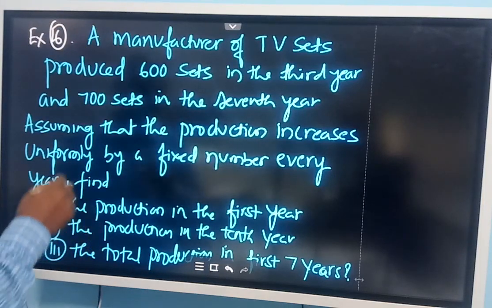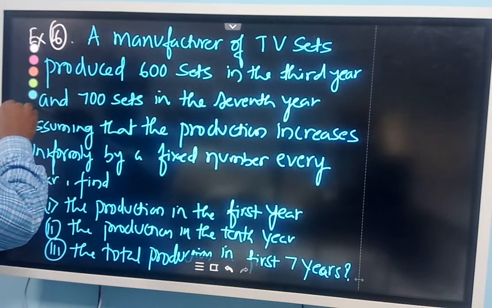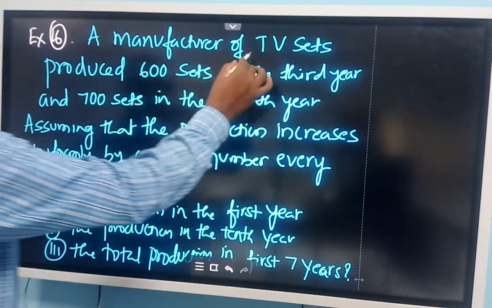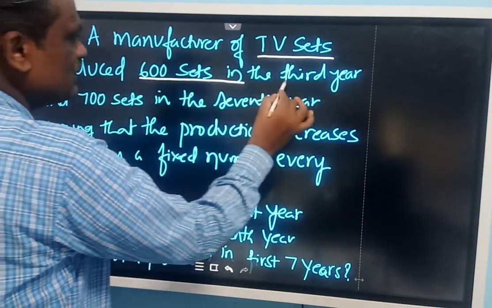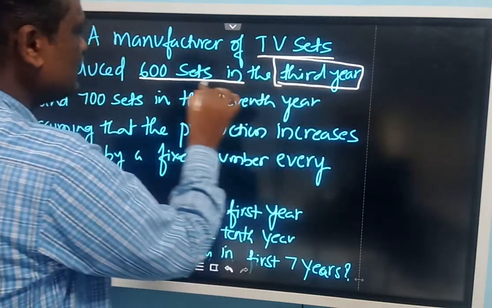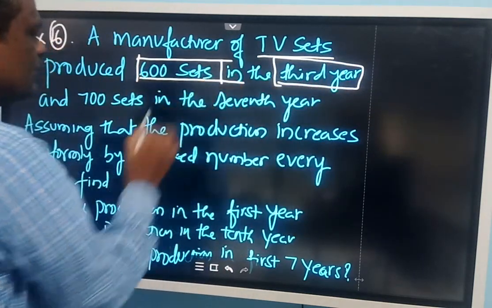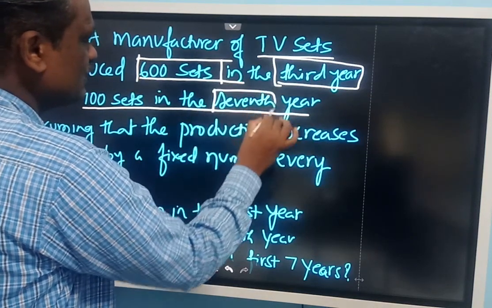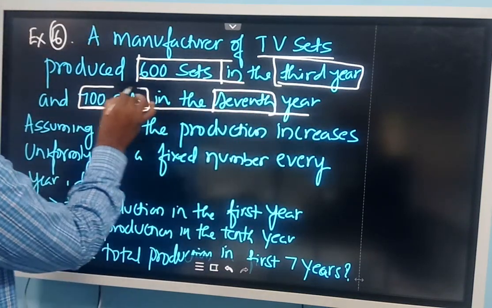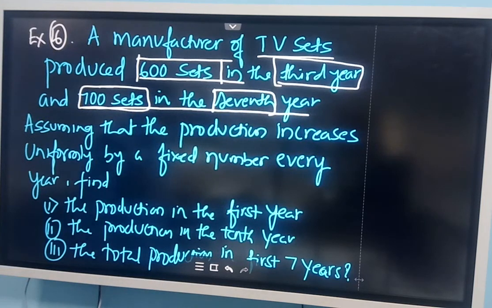A manufacturer of TV sets produces 600 sets in the third year and 700 sets in the seventh year. So the third year TV set production is 600 and the seventh year production is 700.